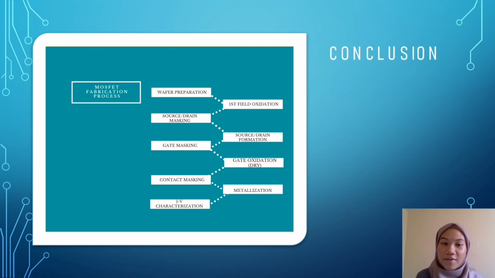The MOSFET fabrication process is, first of all, we have wafer preparation, and next we have first oxidation, and we have source drain masking, and then source drain formation. After that we have gate masking, and then gate oxidation, and then we have contact masking, we have metallization, and lastly we have IV characterization.